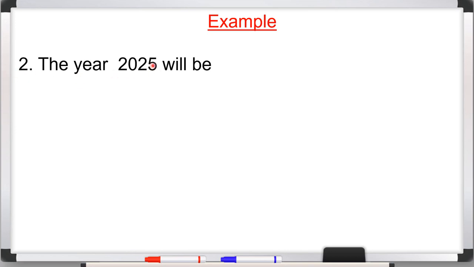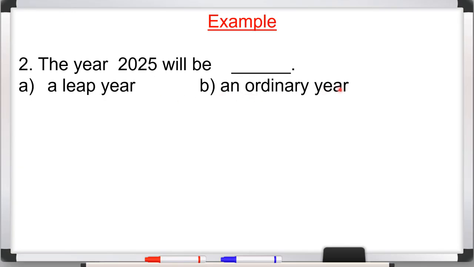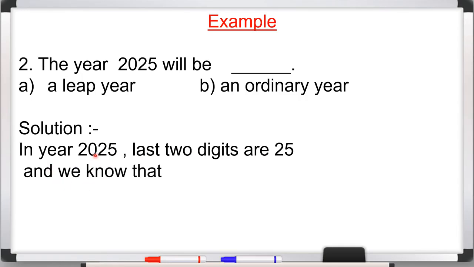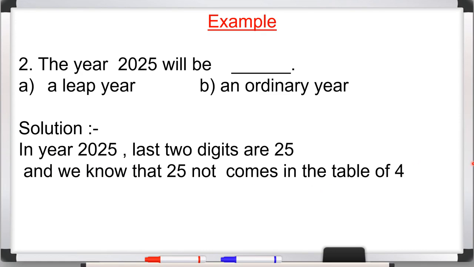Now example number 2. The year 2025 will be dash. So here options are A leap year and B option is an ordinary year. Okay. So here solution. So here again in 2025 last two digits are 25. Okay, and we know that 25 does not come in the table of 4. ये हमारा 4 की टेबल में नहीं आता. ठीक है, तो हमारा रिमाइंडर बच जाएगा इसमें.